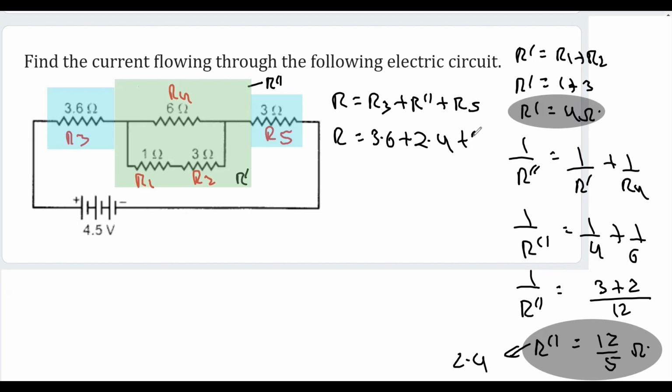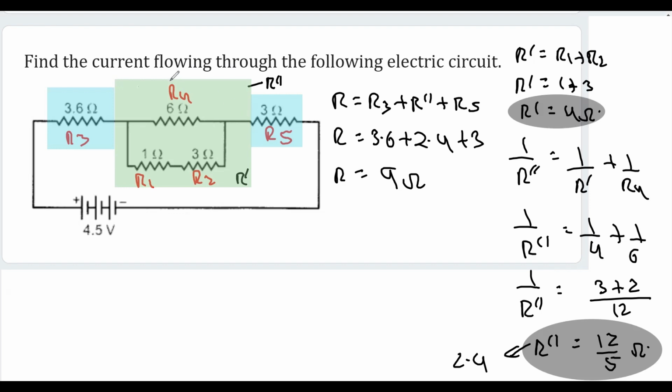And R5 is 3. So R is equal to this is how much? 3 plus 6 is 9, so it should be 9 ohm. First I did 3.6 plus 2.4. So 3.6 plus 2.4 is what? 6. 6 plus 3 is 9 ohm.